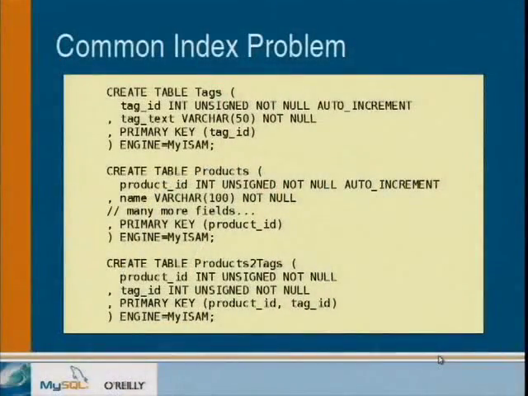Okay, common index problem here. Kind of a Web 2.0 example. You've got a tags table, which has a tag ID and text for the tag, and a products table. Both of these tables have an auto-incrementing primary key. And then you've got a relationship table that stores the many-to-many relationship between products and tags. And if you notice, the primary key on this products to tags table is product ID, tag ID. Make sense? Pretty basic.